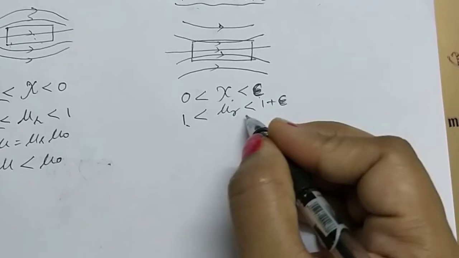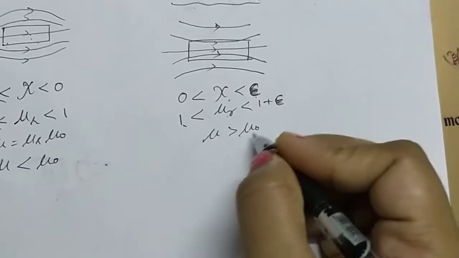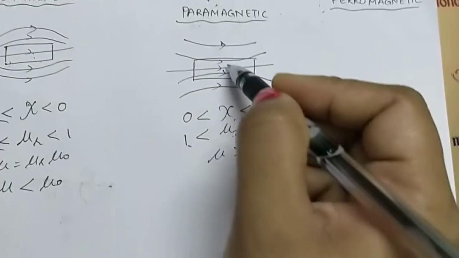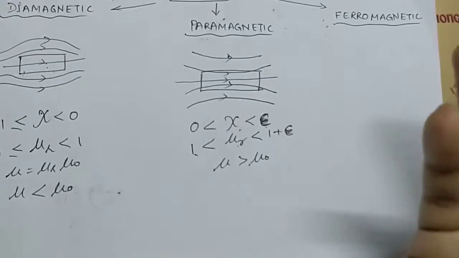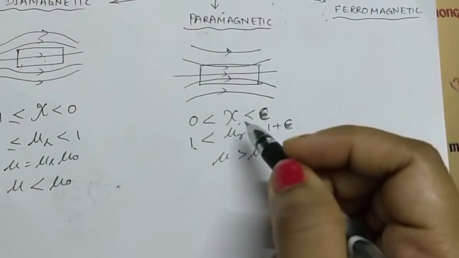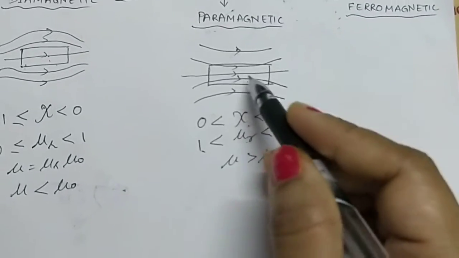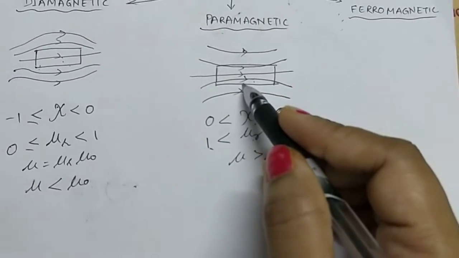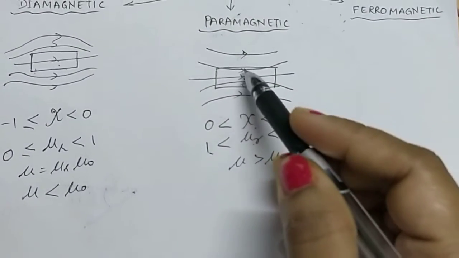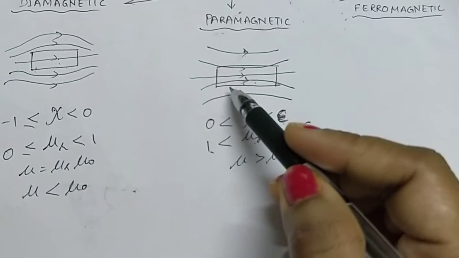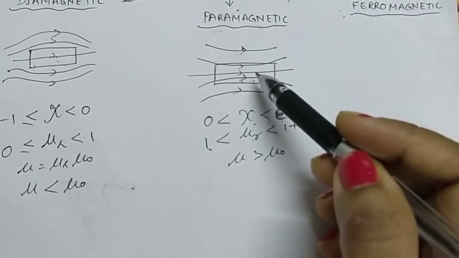So you see, because mu r is greater than 1, mu will be slightly greater than mu naught. So that means the magnetic field inside will be slightly greater than in free space. When placed in an external magnetic field, it gets weakly magnetized. It moves from a region of weak magnetic field to strong magnetic field. This is how it behaves in a uniform magnetic field.